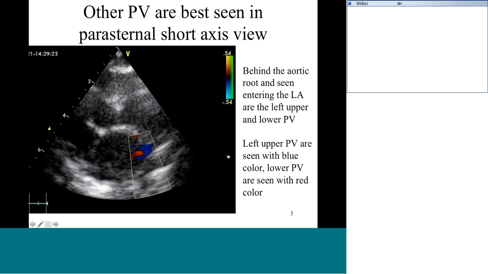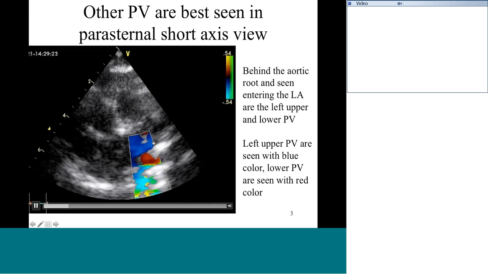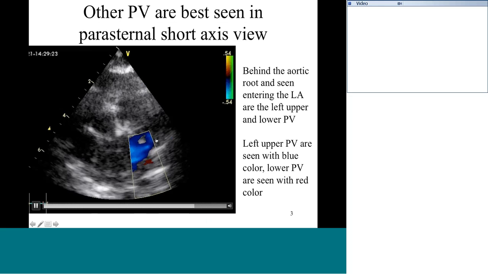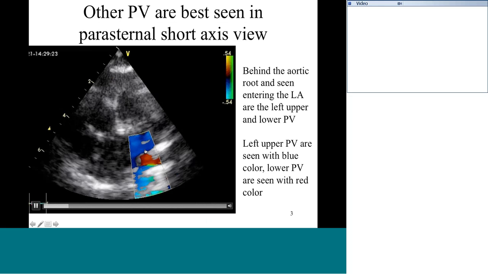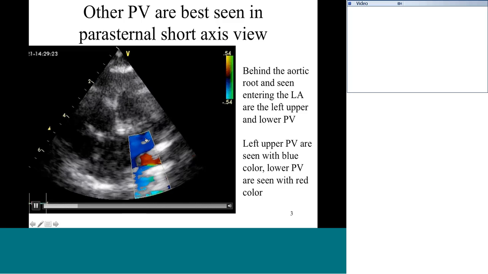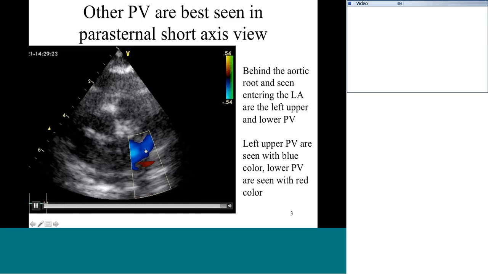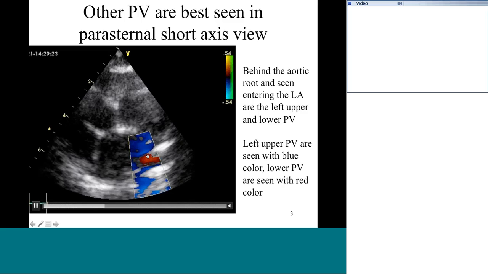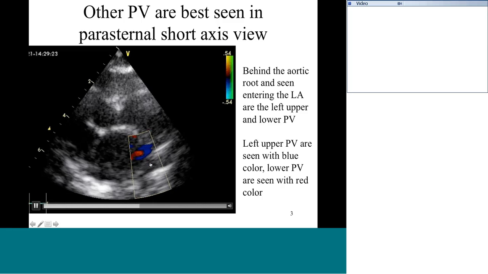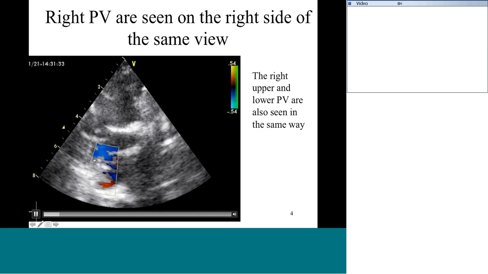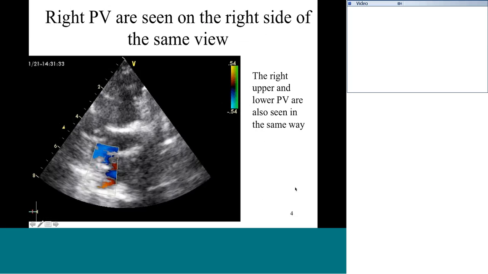the anatomy on echocardiography. If you see on parasternal short axis view, there are two veins that are coming on the left side. The one on the top is the upper pulmonary vein and the one on the bottom is the lower pulmonary vein. We need to have a clear understanding about why what we see anteriorly on a parasternal short axis view is upper and what we see posteriorly is lower.